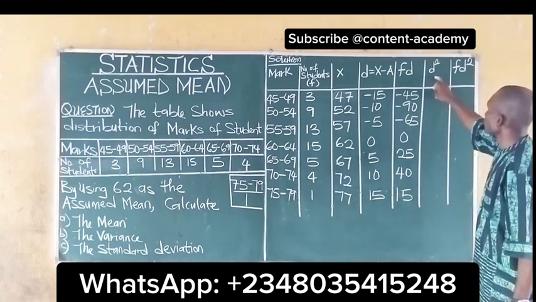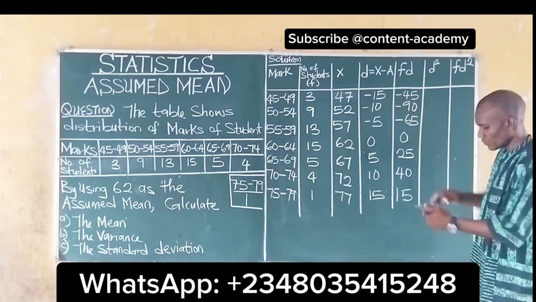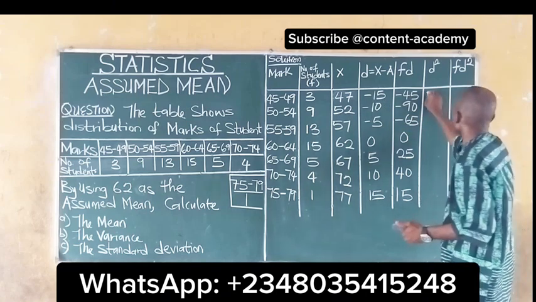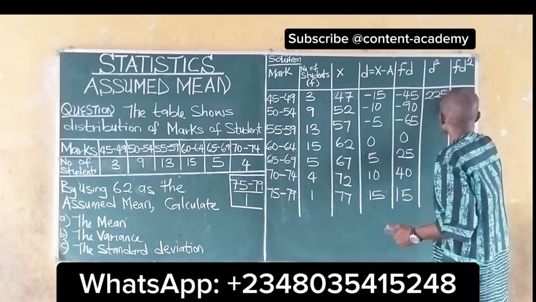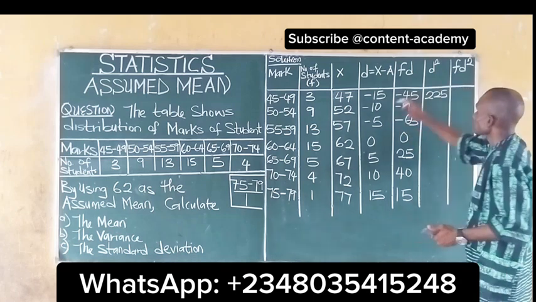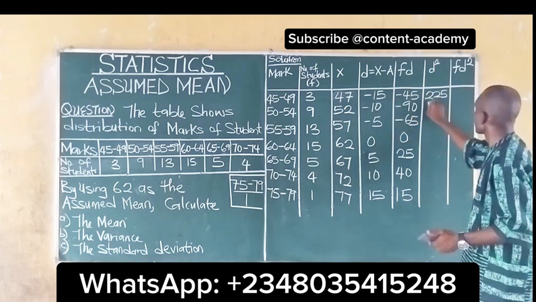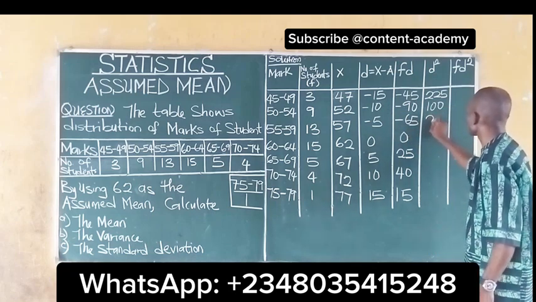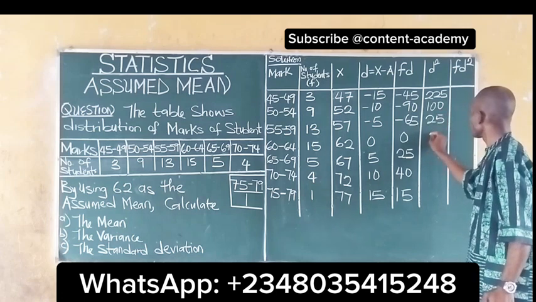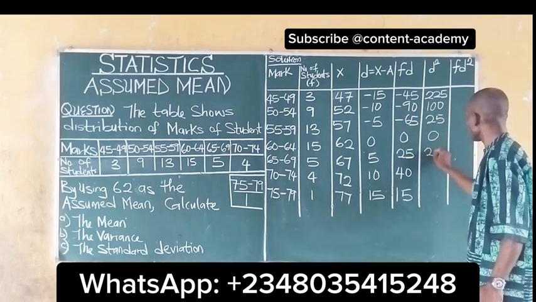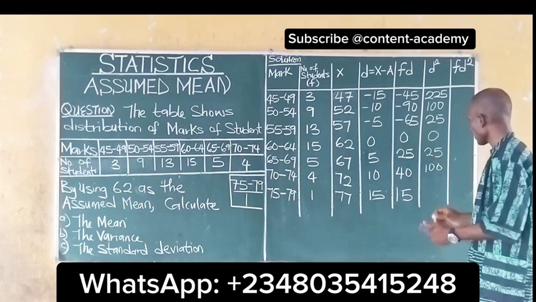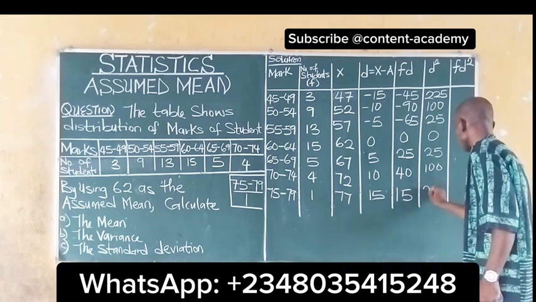Now we have d squared. So we square the whole of this. If you square negative 15, you get a positive answer. We have 225 for this. If you square negative 10, you get 100. Negative 5, you get positive 25. 0 gives 0, then 5 gives 25. You get 100, and 15 gives 225.